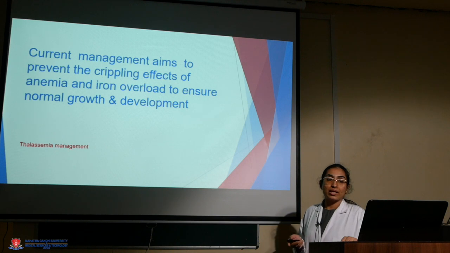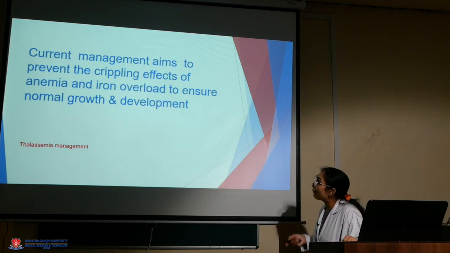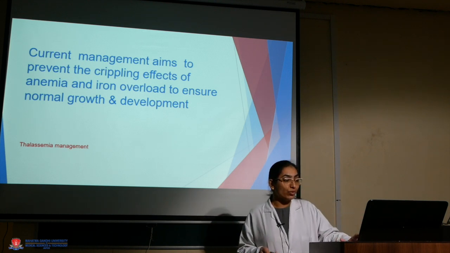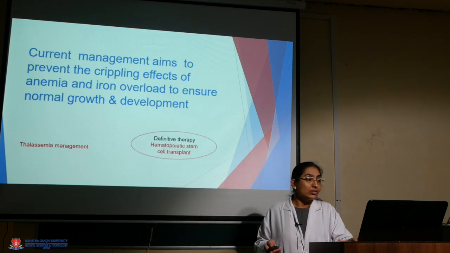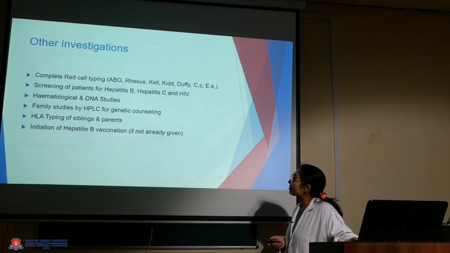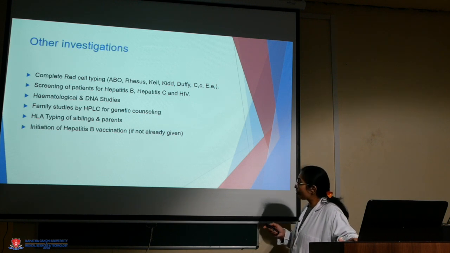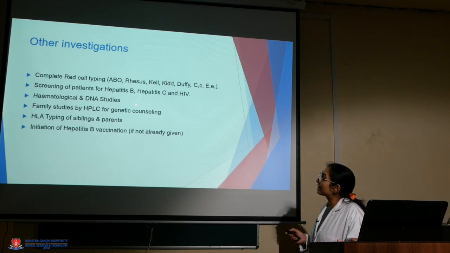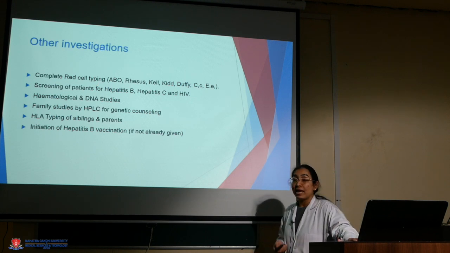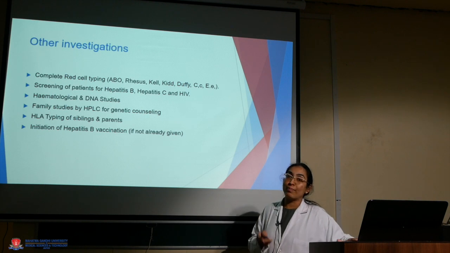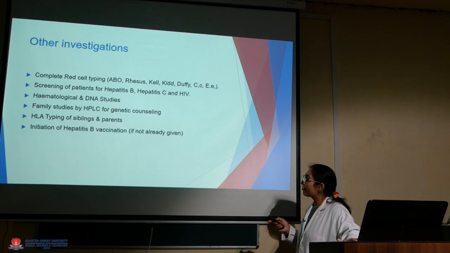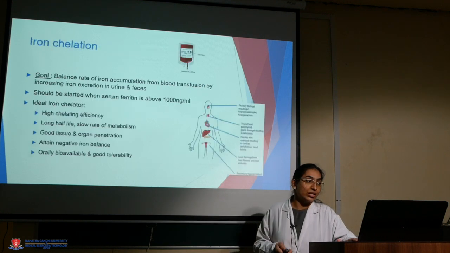So what are the current principles of management? It prevents the crippling effects of anemia and iron overload, to ensure normal growth and development. Definitive therapy, although, is hematopoietic stem cell transplant. What other investigations should you do? You should look for complete RBC typing, screening of patients for viral infections, DNA studies, HPLC for genetic counseling, and it's very important to do genetic counseling and family typing of all the patients who are detected to have thalassemia major. Initiate hepatitis B vaccination if it is not already given.